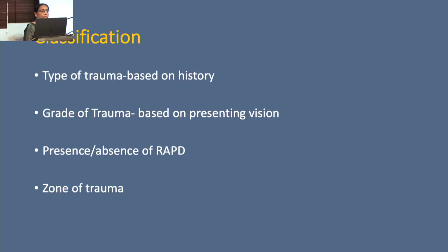Then you need to classify. Now trauma, mechanical trauma especially, is now classified so that we know what the prognosis is. And the classification is based on this: the type of trauma, grade of trauma, RAPD presence or absence, and zone of trauma. So the type of trauma is based on history, so we need a proper history. Grade of trauma is based on what his presenting vision is, because that is the prognosis. And the presence or absence of RAPD gives you the trauma score. And the zone of trauma tells you whether it is a dangerous area.